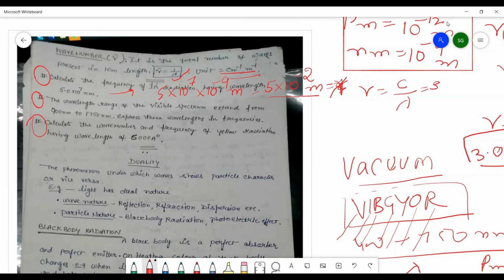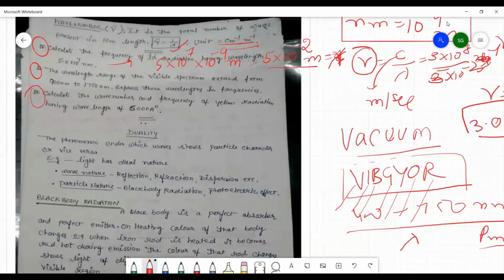So you have to put the value 3 into 10 to the power 8 divided by 5 into 10 to the power minus 2, and then find the frequency. The wavelength is in meters, and the value of C is also in meter per second, so the frequency comes out in second inverse, that is time inverse.